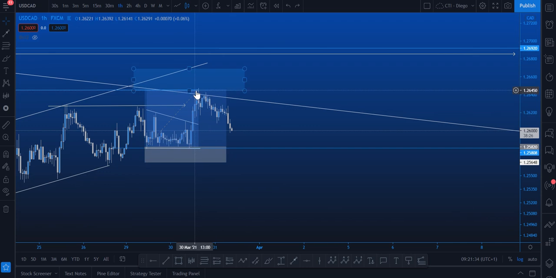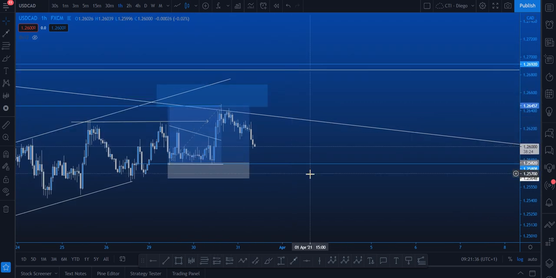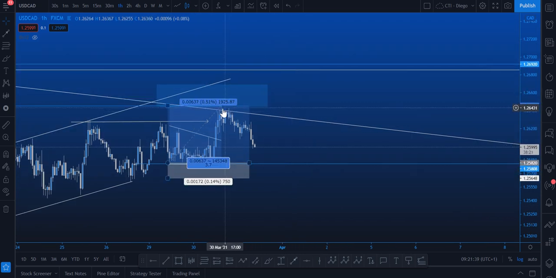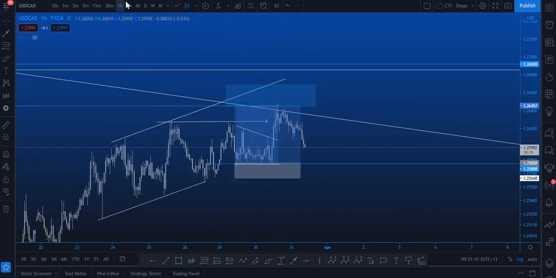The reason I'm not interested in looking for a sell setup here is simply because a lot of traders will be selling this. As you can see, there's a third tap of structure.